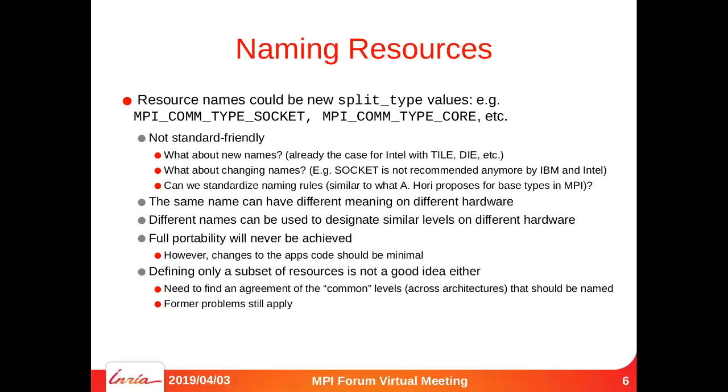There is one possibility about the standardization. It would be to standardize not the names but naming rules. It's an idea that was proposed by Atsushi Hori for the base types in MPI. He proposed, in order for the standard to be more reactive and more in line with the new base type names, to standardize new rules, so that when new names appear, we would automatically add the new name to the standard. So maybe that's the way to go, I don't know.